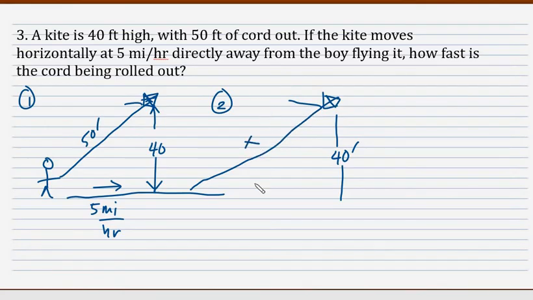Okay, so let's say this is x. How fast is this cord being rolled out? So we want to get the derivative of x with respect to t. And if you can imagine, we will again deal with a right triangle. This is x. This is the one that's changing. 40 feet would be constant because that's the constant height of the kite. And let's say that this is L, the horizontal distance from the boy to the kite.